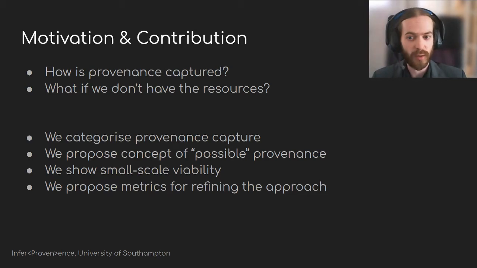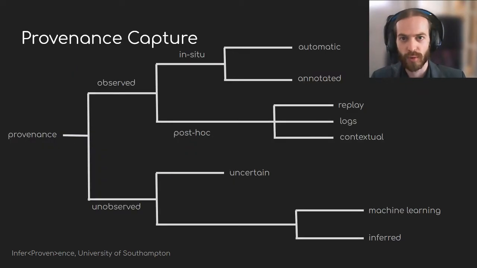So to this end, we have categorized a number of ways of capturing provenance at the current time. We propose a concept of possible provenance, which I shall talk about in more detail shortly. We show how this can be put into practice with a small-scale viability test. And we propose a number of metrics for refining this approach further and go on with a plan for future work.